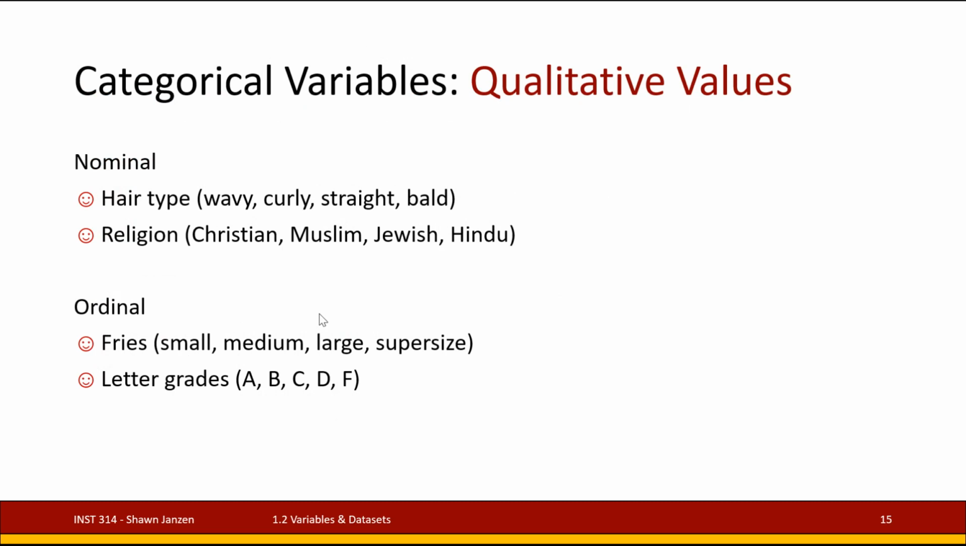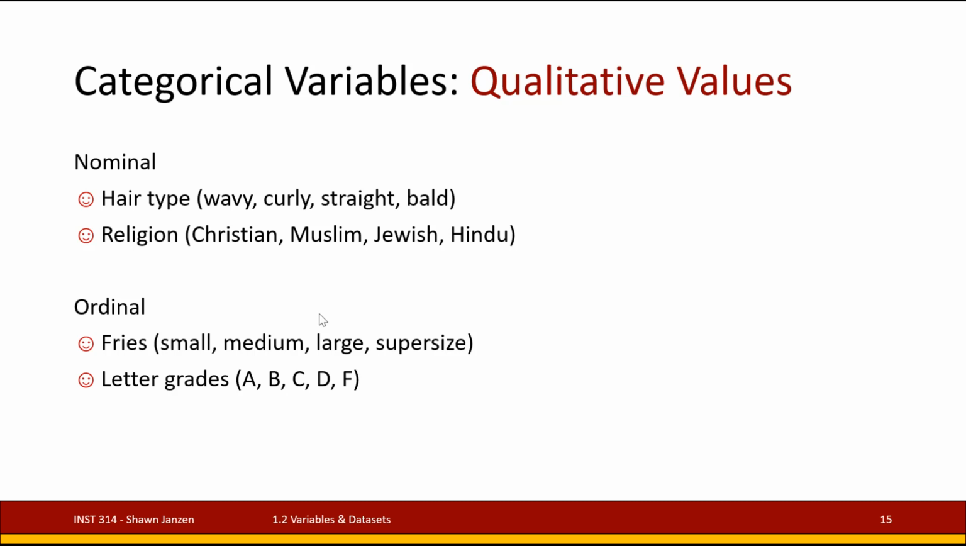So let's look at a few examples of these. Nominal variables could consist of things like hair type. Somebody who's bald, straight, curly, wavy hair, none of these are better or worse than another. They simply are. Contrast that to religion, where we have groups like Christians, Muslims, Jews, Hindus. Again, different types of religions, but one is neither better or worse, higher or lower. They just simply are.